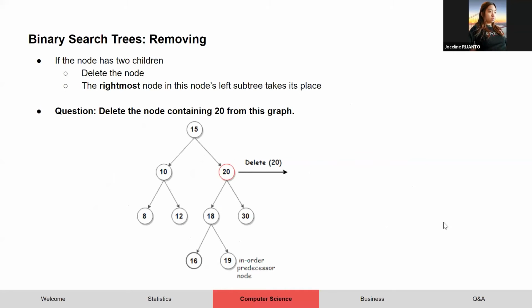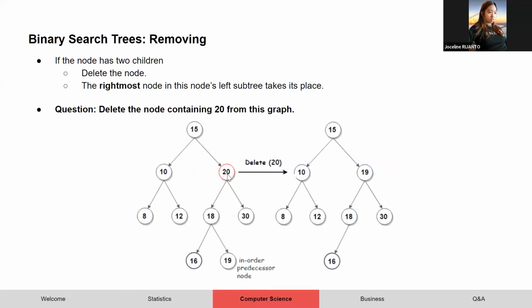All right. Next, we have a node that has two children. For example, 20, we have two children, which are 18 and 30. What we want to do here is replace it with the rightmost node of the left subtree. So in this example, following 18, to the right we have 19, and we want to replace 20 with 19. So in the end, we will get this tree right here where 20 is swapped with 19 and 19 is gone.